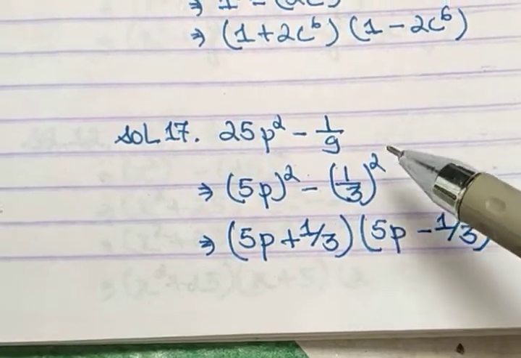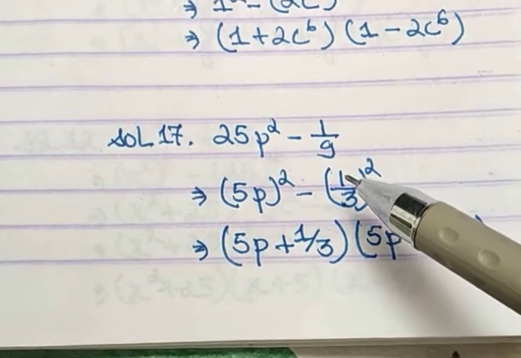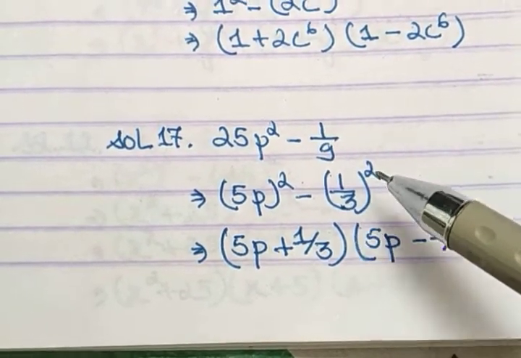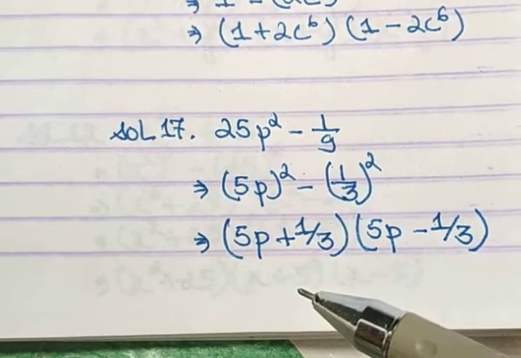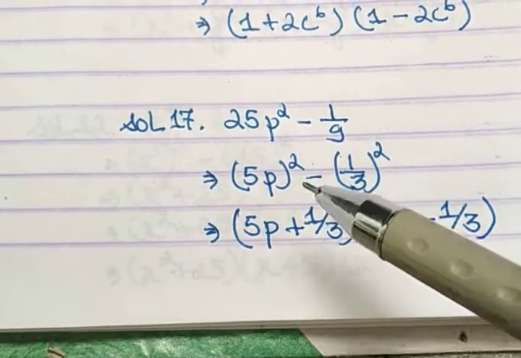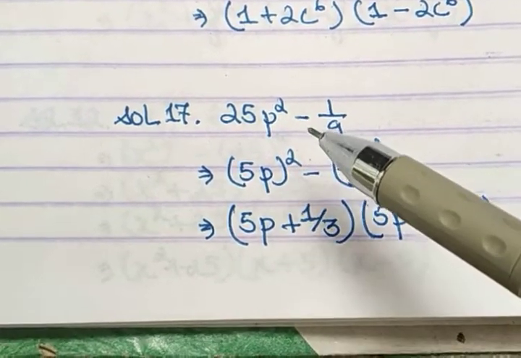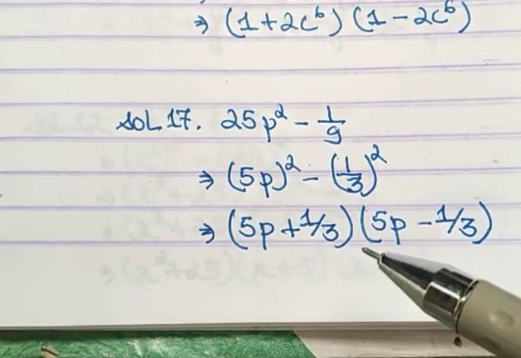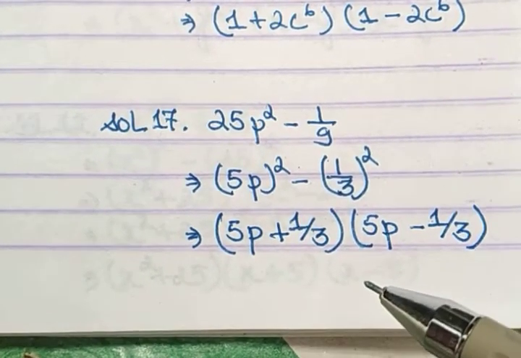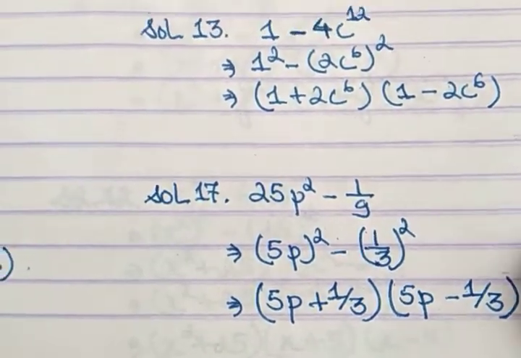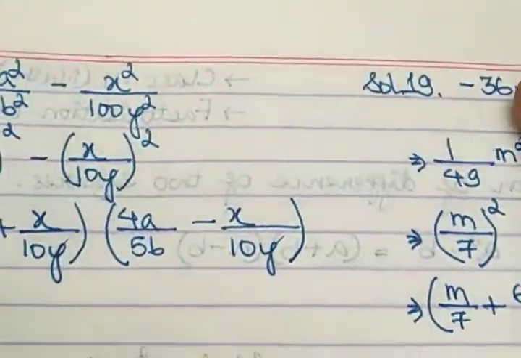See, 1 by 3 whole square, that is 1 by 3 into 1 by 3. The numerator will get multiplied. 1 square means 1, 3 square means 9. 1 is in the numerator, 9 is in the denominator. So this is how we got the question in the form of a square minus b square. After that, it's simple, isn't it? a plus b into a minus b. Let's do a few more sums and we'll be done.